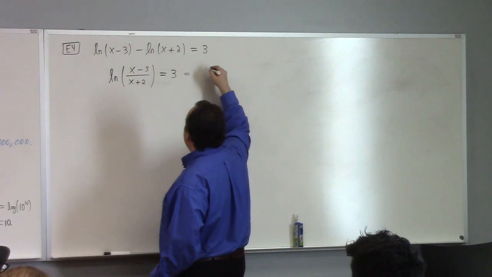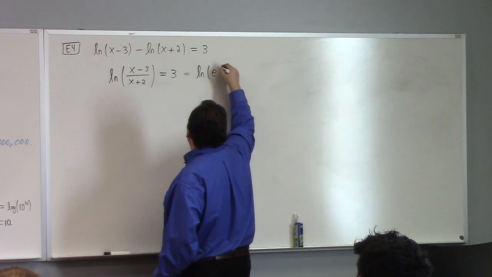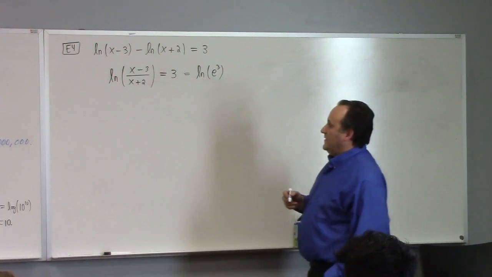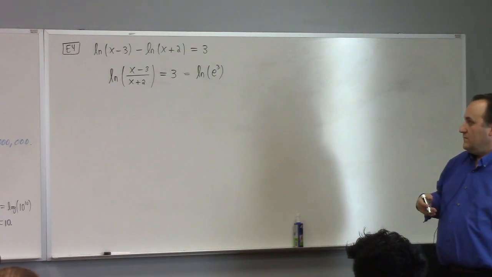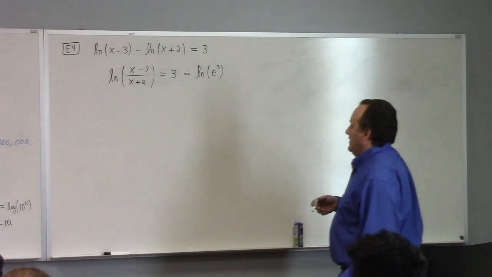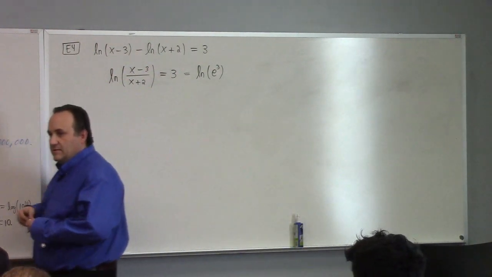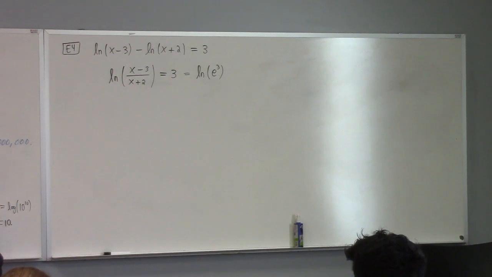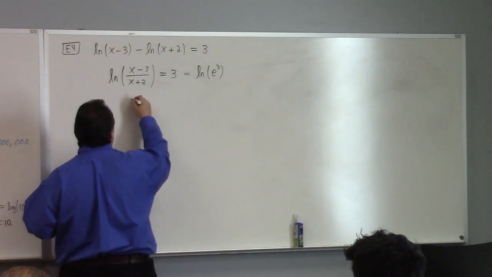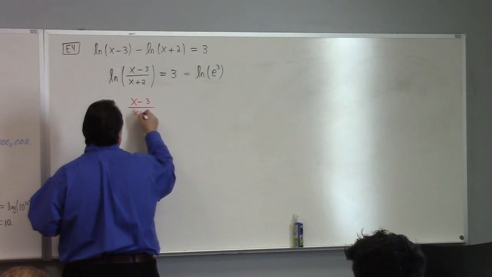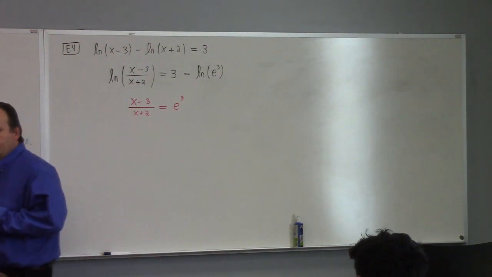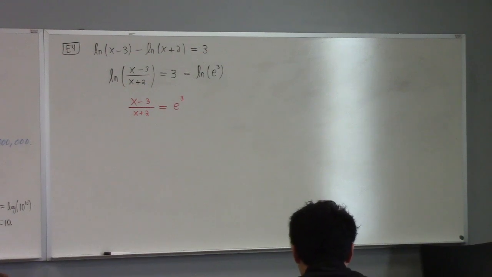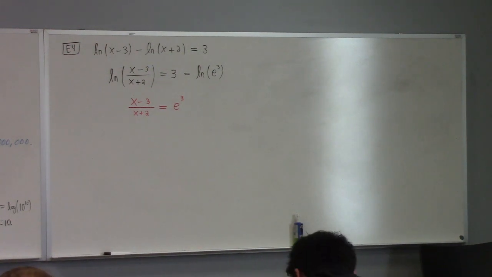Well, I can do this. I can say that's equal to the natural log of e to the 3. That's an identity which is true. And so then the logarithm has the one-to-one property. So the only way that can be true is if x minus 3 over x plus 2 is equal to e to the power 3. You notice that's the same equation, the thing I just wrote down in red.